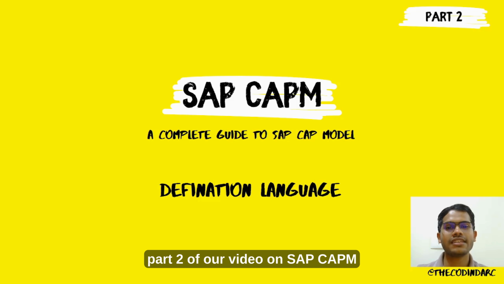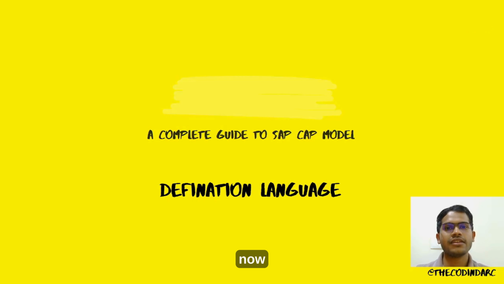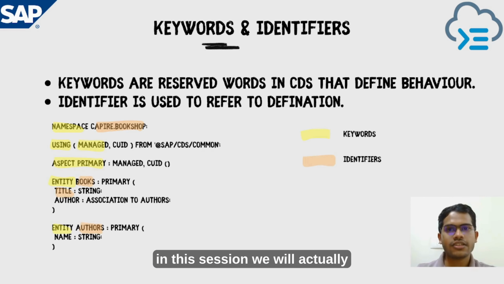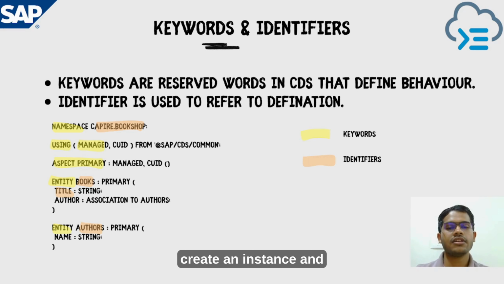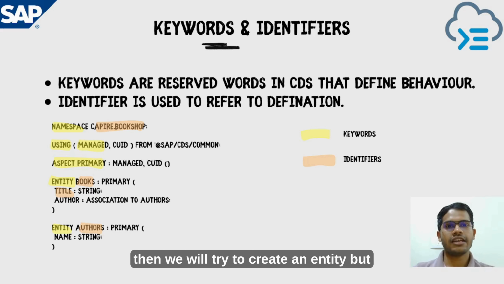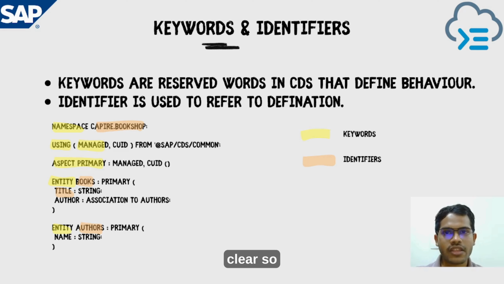Part 2 of our video on SAP CAPM. Now in this session we will go to our BTP trial account, create an instance, and then try to create an entity. But before doing that, let's get our basics clear.